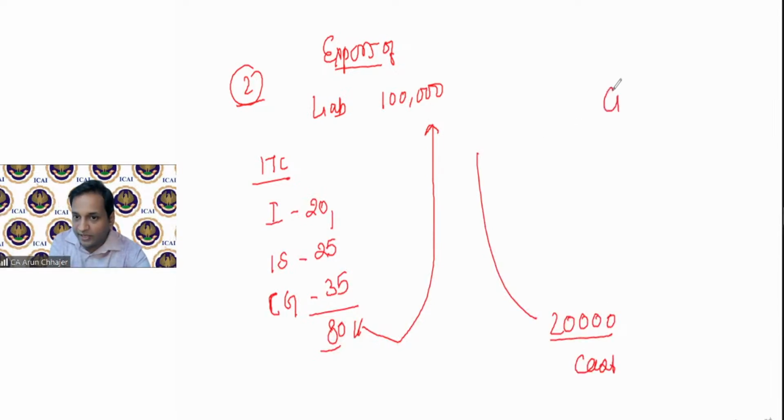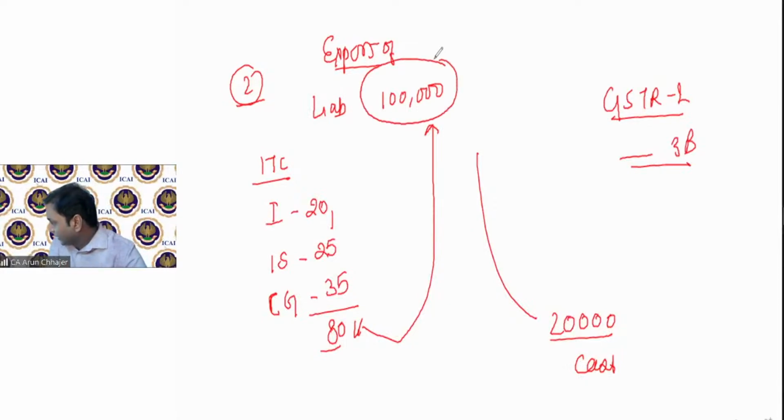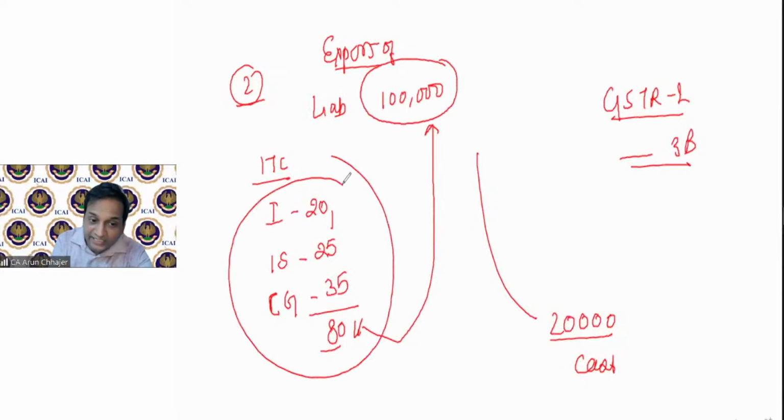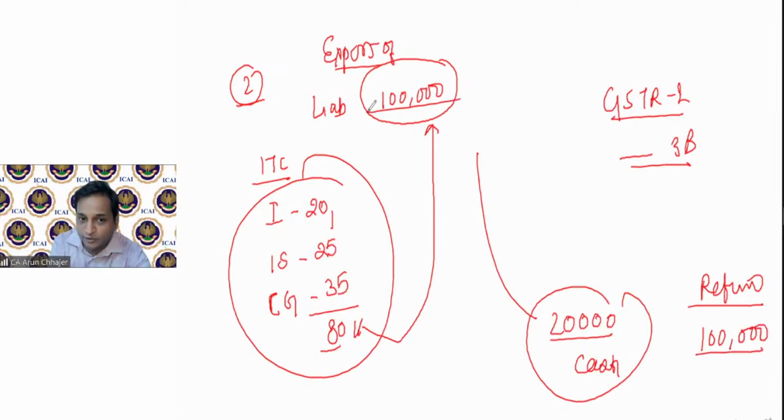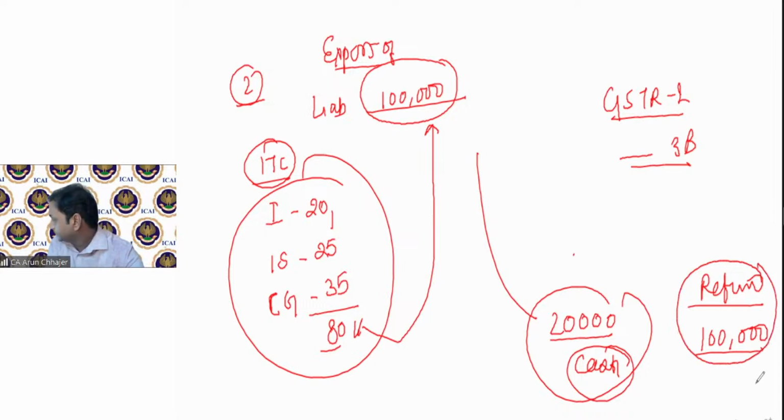I will file my GSTR-1 and my GSTR-3B, and in 3B I will report my tax liability as 1 lakh rupees. I will use the ITC of 80,000, and then 20,000 would be paid through cash. How much refund would be granted? The entire 1 lakh, refund of taxes paid. How you paid the taxes is irrelevant. Whether you use ITC or cash doesn't matter. The entire taxes paid would be refunded.